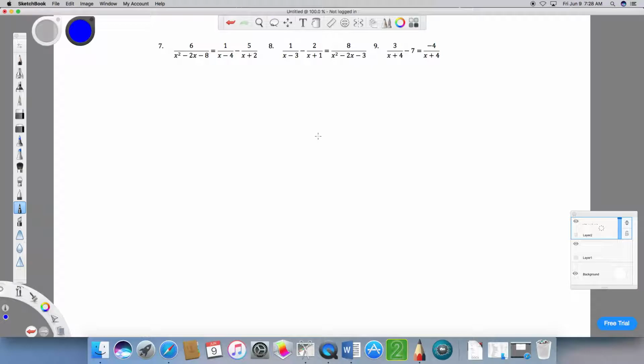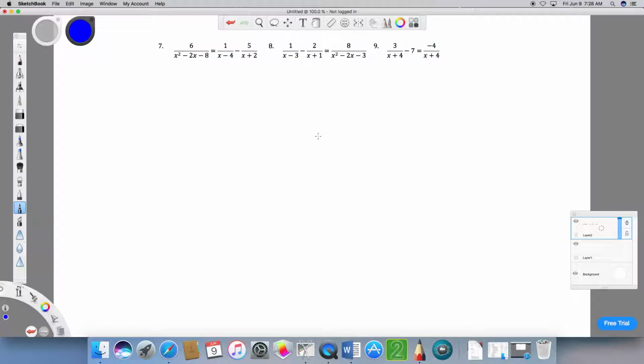Let's take a look at solving these three equations. They are rational equations, ratios or fractions, and we see that we have variables in the denominator. So whenever we have variables in the denominator, we have to be concerned about the solution set because there may be extraneous solutions. Let's jump in and take a look at number 7.